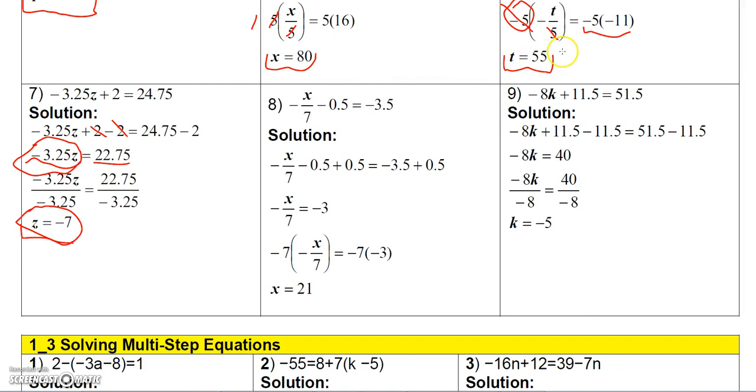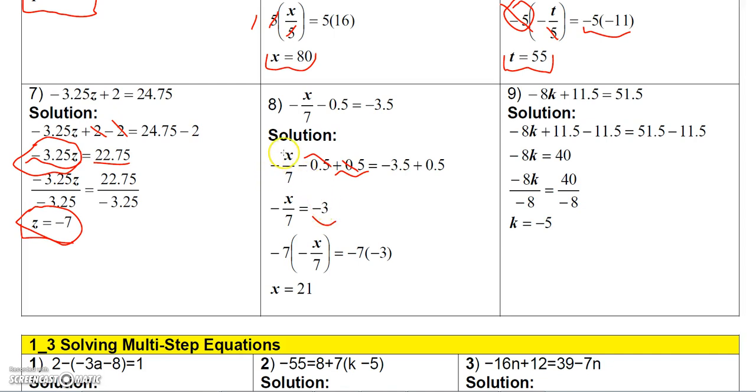Okay, here's another one with decimals. Notice here I'm subtracting a negative 0.5. So to get rid of the negative 0.5, I'm just going to add 0.5. If I add 0.5 to negative 0.5, the negative 0.5 plus 0.5 is 0. And then if I add 0.5 to negative 3.5, I'm actually just going to get negative 3. So on the right-hand side, I have negative 3.